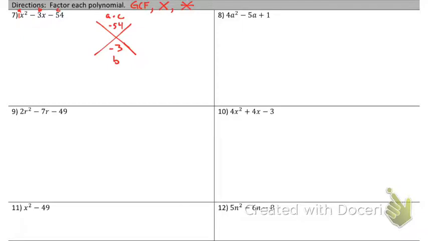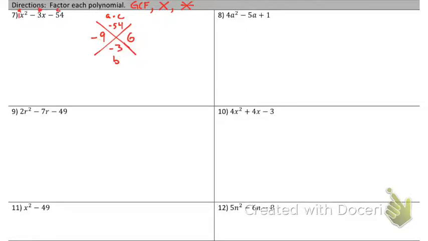All right, so we have to figure out what multiplies to -54 that adds up to -3. And you have to be pretty good with multiplication here. You can use your calculator, all that good stuff, but it's going to be -9 and +6. I call these my magic pair. -9 times 6 is -54. Negative 9 plus 6 is negative 3.